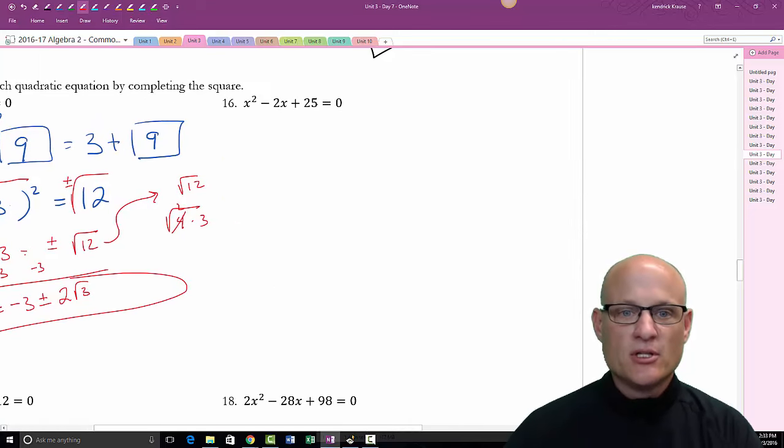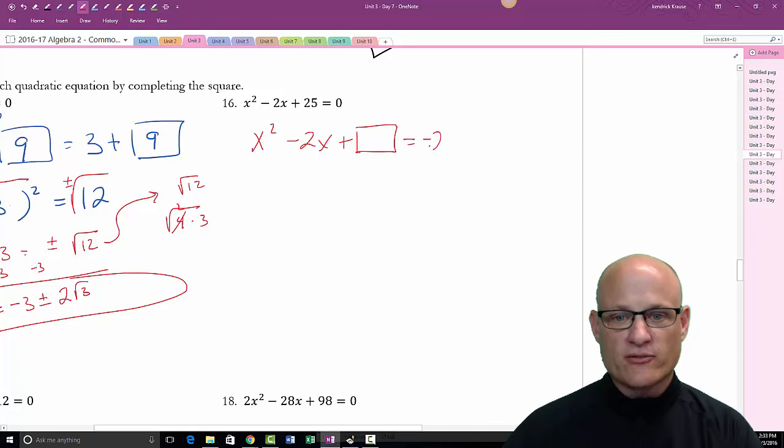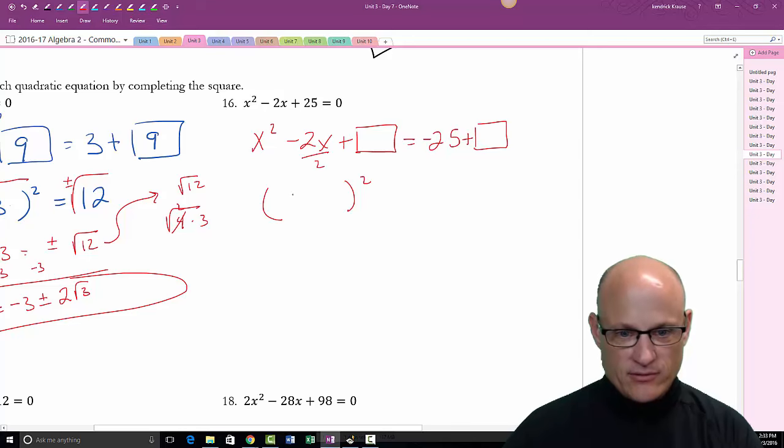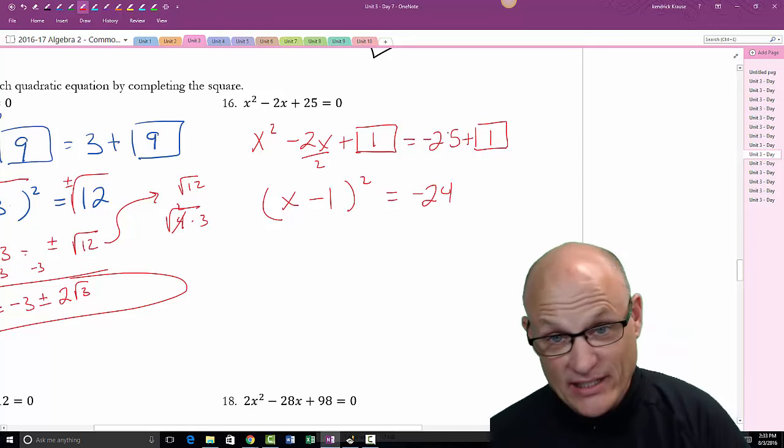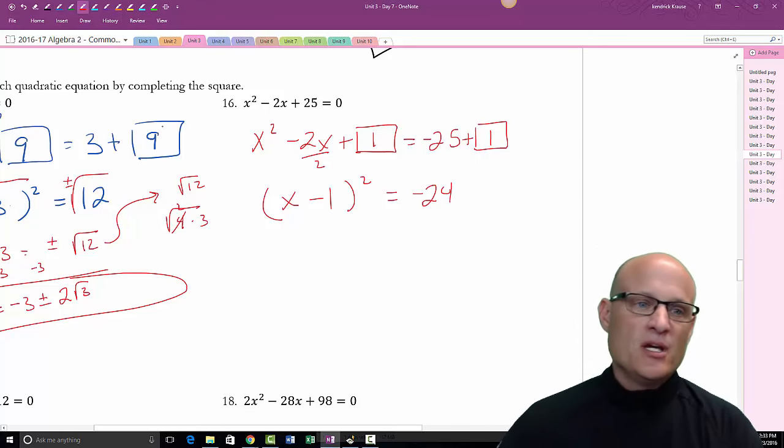All right, we're getting there. We're going to bring the 25 over. So we go x squared minus 2x plus square equals negative 25 plus square. What is half of this? Oh, that's negative 1. Be careful. Half of negative 2 is negative 1. Negative 1 squared is 1. So I put a 1 in both those. So on the right side, I get negative 24. Now, that one's really tough. So be careful with that one.